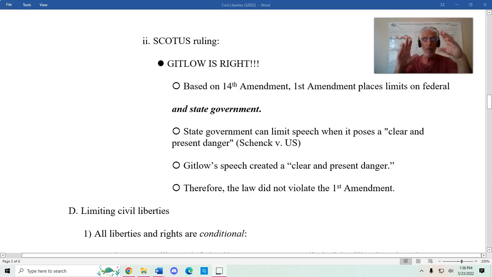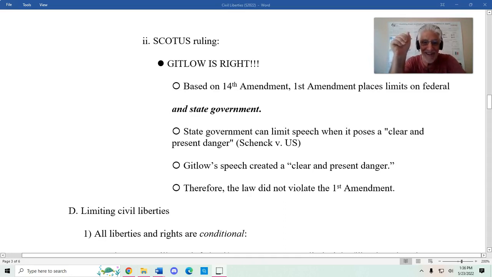And this was the first time that the courts had ruled that when it comes to freedom of speech, it not only limits Congress, it not only limits the federal government, but it limits the state government. Now, it didn't apply to freedom of the press. It didn't apply to freedom of religion. It didn't apply to the Establishment Clause or the Free Exercise Clause or the Second Amendment or anything else. But they said as far as First Amendment goes, yes, based on the 14th Amendment, the First Amendment places limits on the federal and state governments.